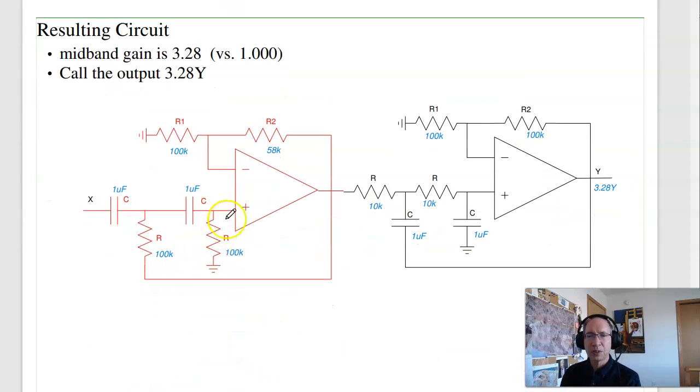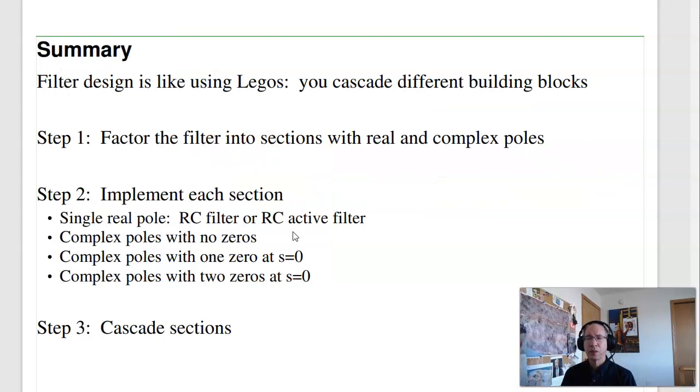So when you're done, here's your circuit. There's the first stage, there's the second stage. The midband gain of the circuit is actually 3.28. That's because this has a gain of 1.58, this has a gain of 2. It's supposed to be 1. Simplest way to solve that is label, change the output. Instead of calling that y, I'll call it 3.28 times y. So that's kind of circuit implementation.